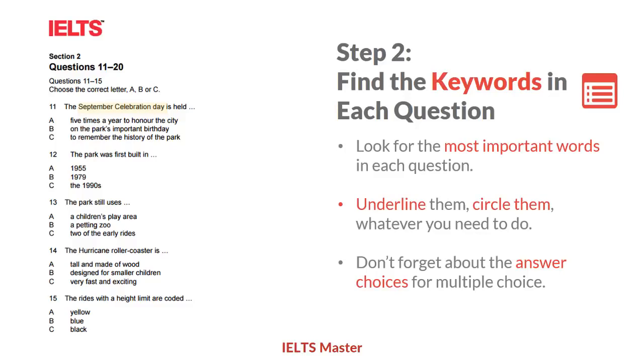Next, I'm going to look at the answers and find the keywords in the answer. Okay, first, we have 5 times a year. This to me is a keyword. Whenever I see a number, I go, ooh, a number. I like numbers because they're easy to listen for. Next, on the park's important birthday. For me, birthday is the keyword in this answer. I'm going to be listening for birthday. Is it on the birthday or is it not on the birthday?